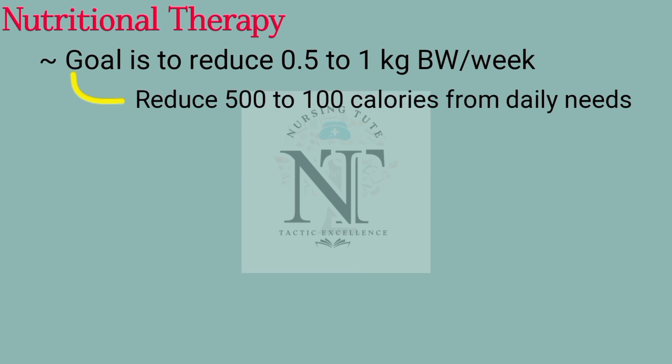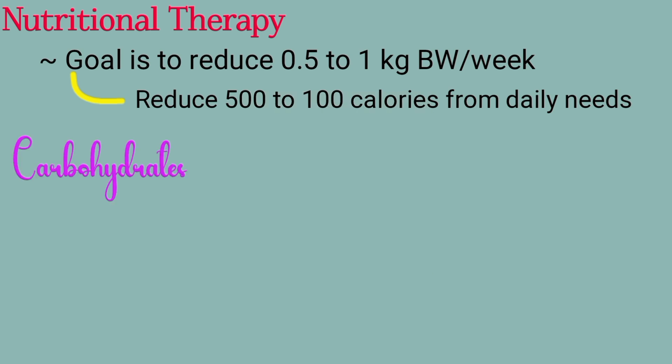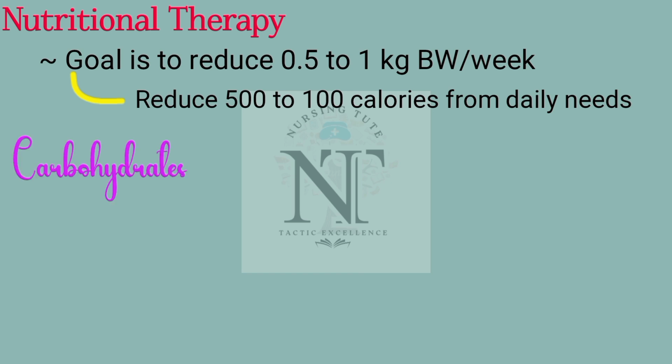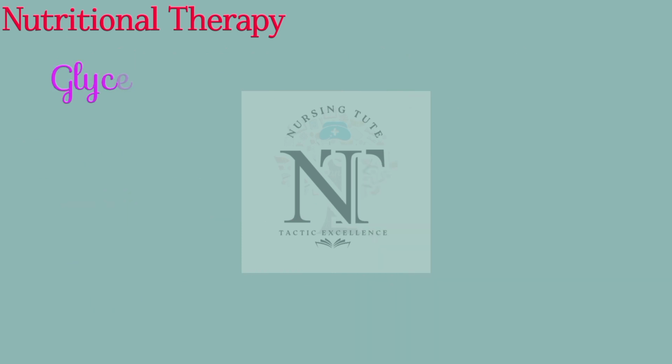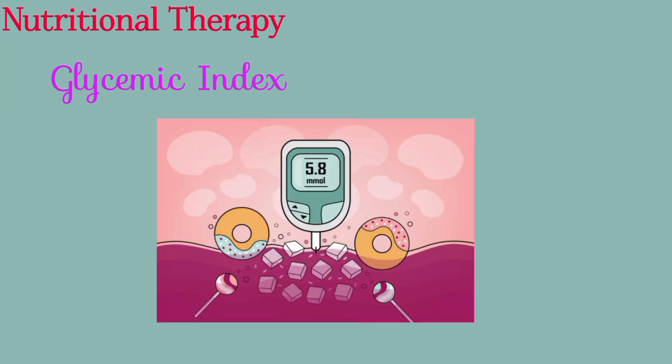About caloric distribution, first we see carbohydrate. In carbohydrate food, we have to provide low glycemic index food such as barley, oats, brown rice, white lean meats and dry fruits. Here, the question can arise: what is glycemic index? The term glycemic index is used to describe how much a given food increases the blood glucose level compared with an equivalent amount of glucose.